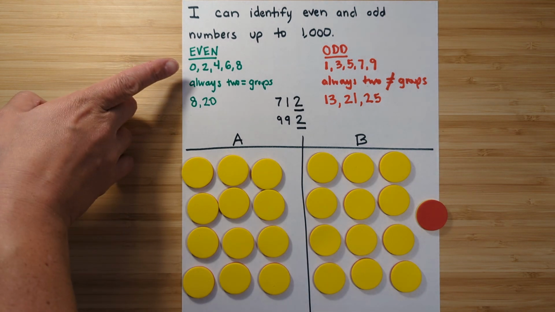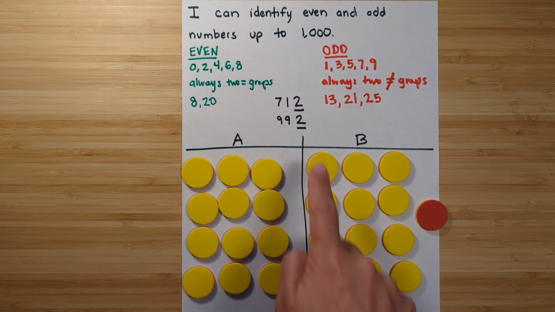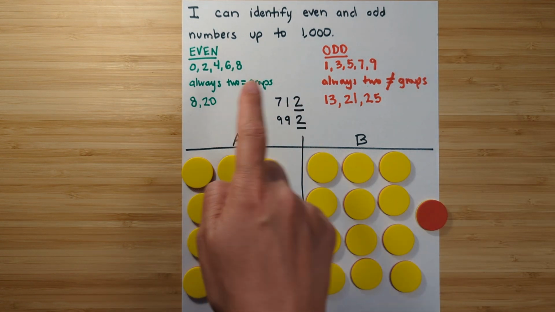So just remember even numbers 0, 2, 4, 6, 8, odd numbers 1, 3, 5, 7, 9, and you're always looking at the ones place to identify if it's even or odd.